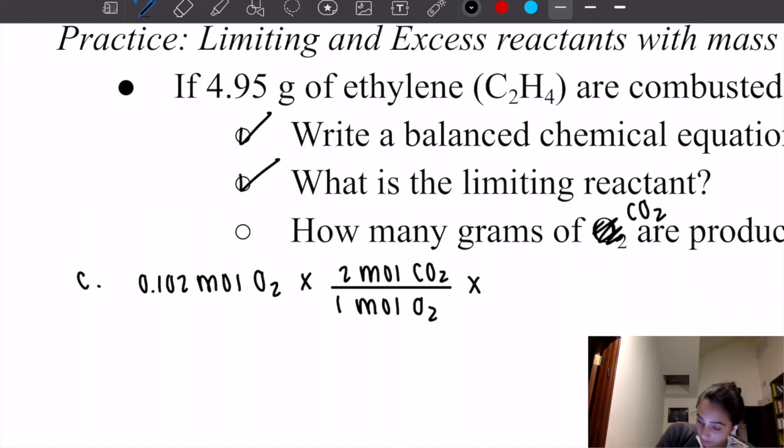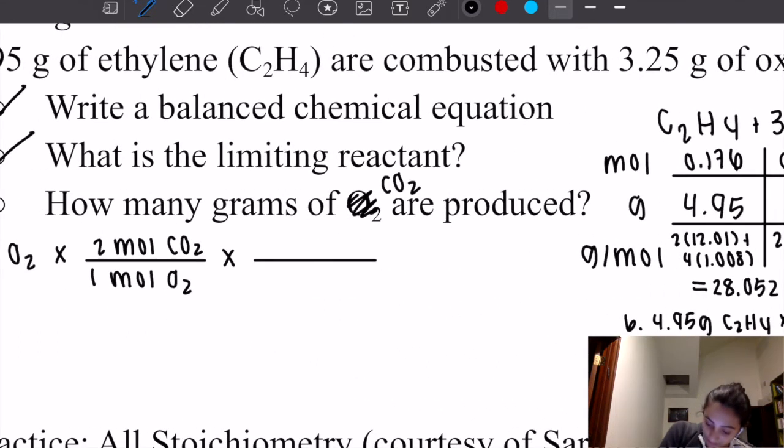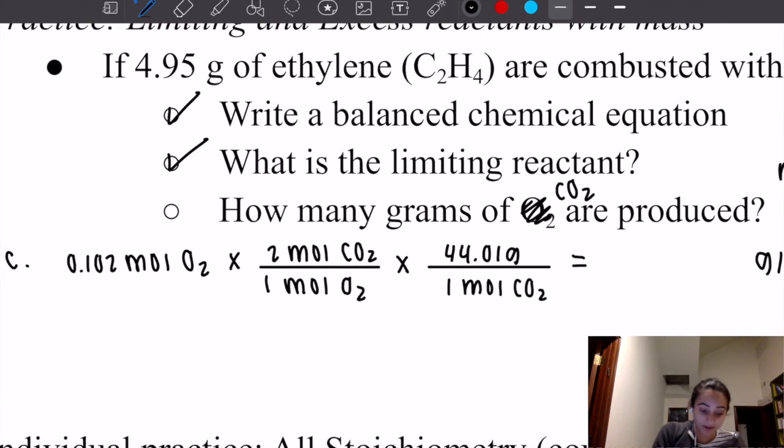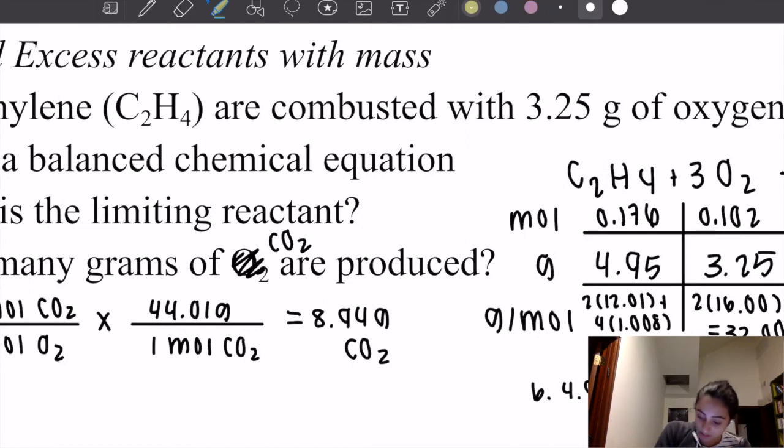And then I'm going to put this all in one conversion fraction. We are going to write 44.01 grams over 1 mole CO2, because that is the molar mass. And if we take 0.102, multiply by 2, and then multiply by 44.01, we get 8.94 grams CO2. So I'm going to write that there, 8.94 grams. And that is our answer to this problem.